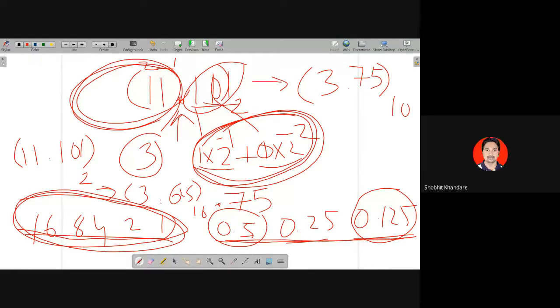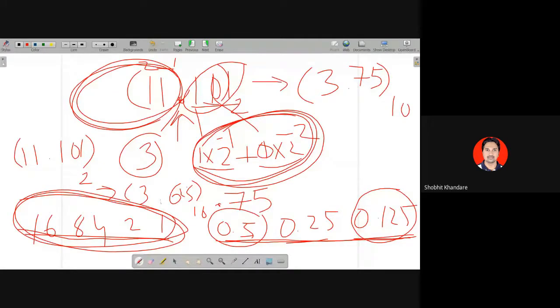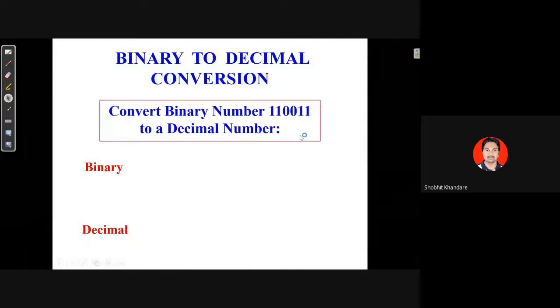Yes, sir. Any questions, any doubt? Am I going very fast, or is the speed fine? Fine, sir. OK. So this was all about your binary to decimal conversion. Now come to this particular example. So the number I have taken is 110011. Here, the two 0 positions we have neglected. Now see what is going to happen.